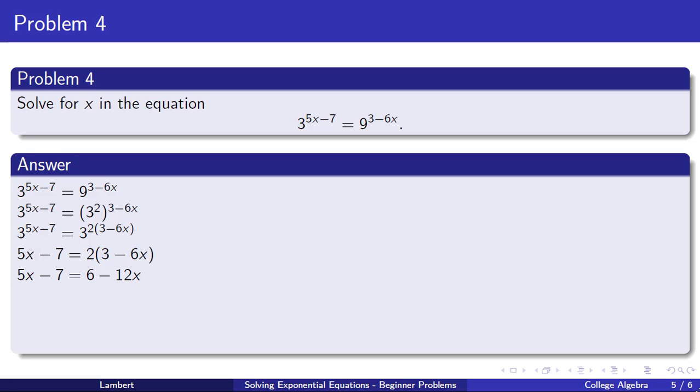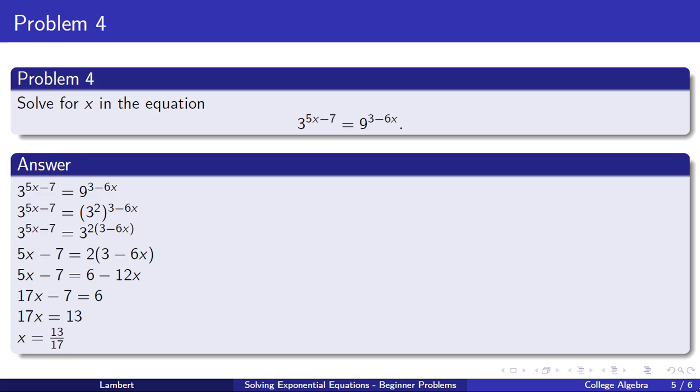Now we have to get our x terms on one side, the constants on the other. So basically we'll get the x terms by adding the 12x to both sides. That makes it 17x minus 7 equals 6. Now add the 7 to both sides, and we'll get 17x equals 13. And we have our final answer: x equals 13 over 17.